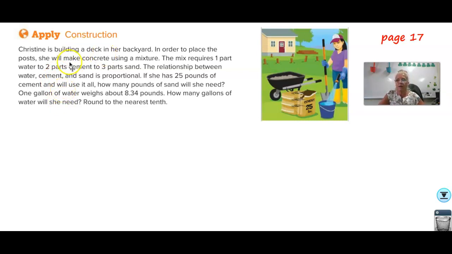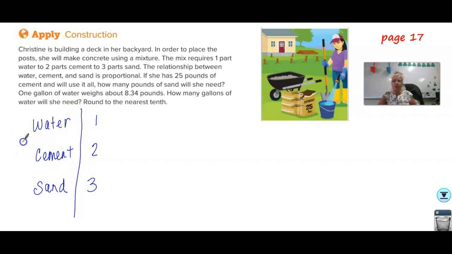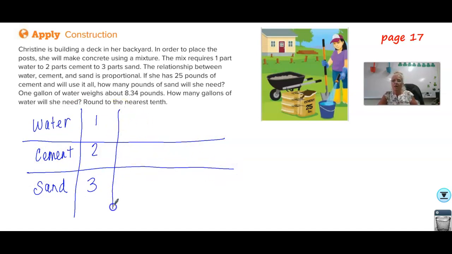So here's what we got. We've got water, cement, and sand. So here's what I recommend you do. Water, cement, and sand. Okay, so we get 1 part water, 2 parts cement, and 3 parts sand. I'm making a table here in case you can't tell. These are not the straightest lines, but it's not easy to draw with the graphic tablet. Okay, so that's how it works. The cement's got to be double the water, and the sand has to be triple the water.